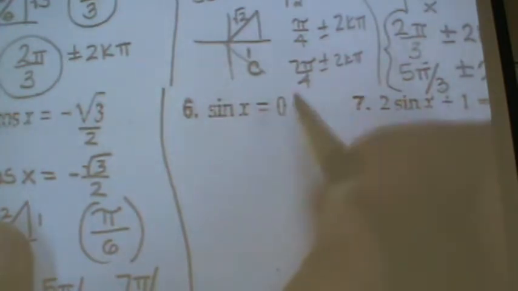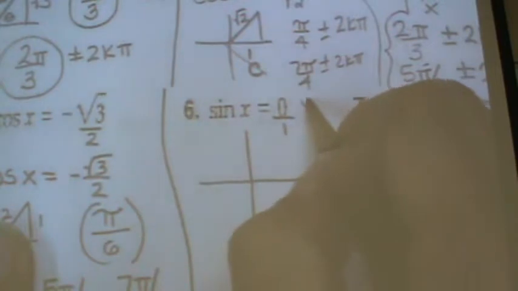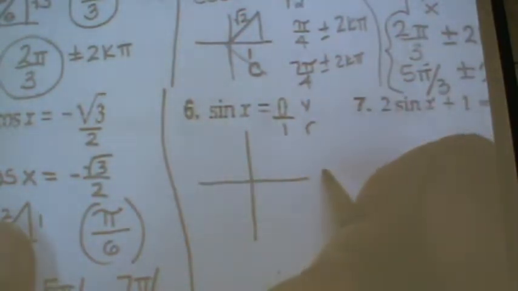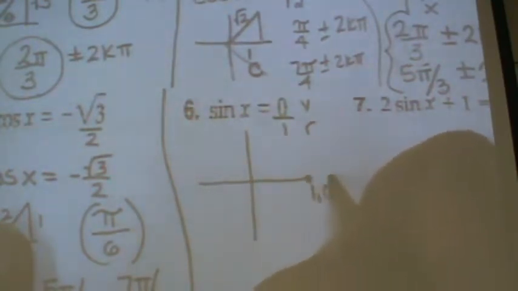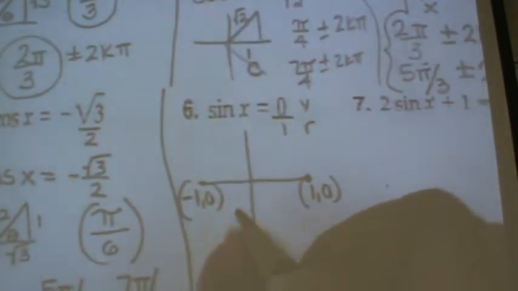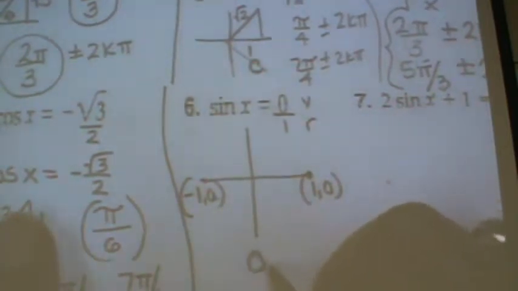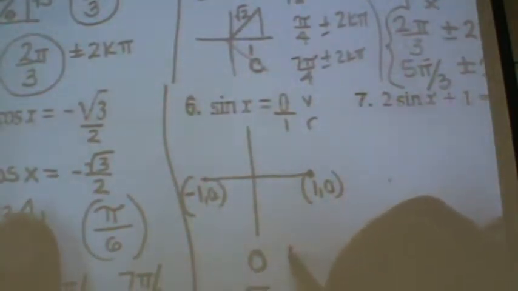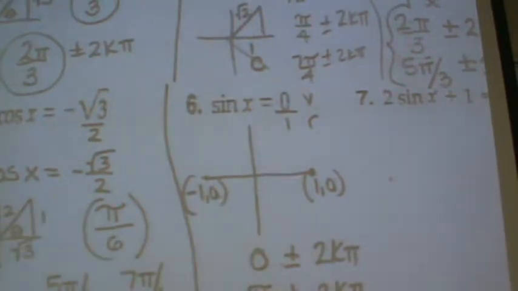Okay, sine 0. Now this one is the one where you have to look at, I want 0 over 1, so y over r. Where are the y values 0 on this unit circle? Right here and right here. Does everyone understand that? That's 0 over r is 1. So these two answers are 0 and pi. Now you're going to add 2k pi to these, if it asks for all answers.